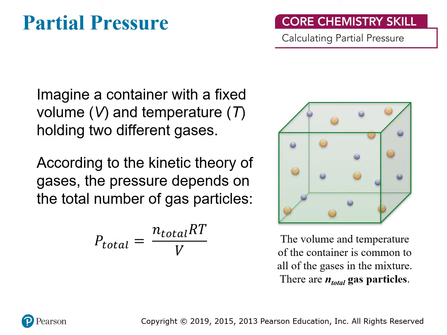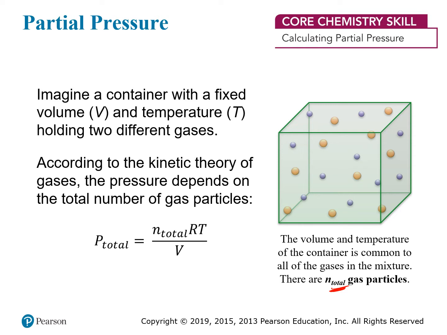To understand partial pressure and what it means, it helps to first imagine a container with a fixed volume and temperature that has two different types of gases in it. In this case, we have this container on the right-hand side, and it has some orange gas particles and some purple gas particles. What they actually are doesn't really matter. We just want to be able to tell them apart. Okay? So in total, this container has n total gas particles. That's the total number of moles of gas particles.